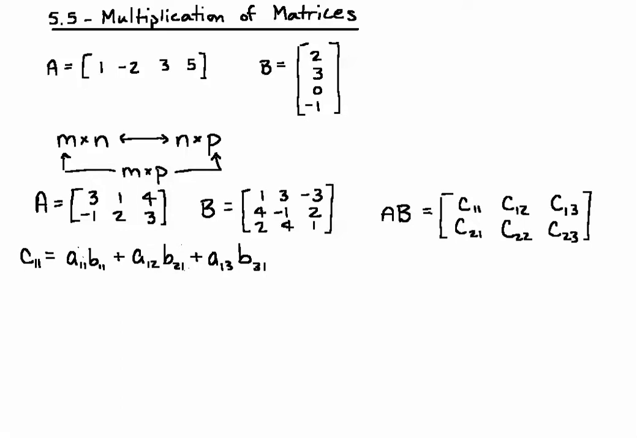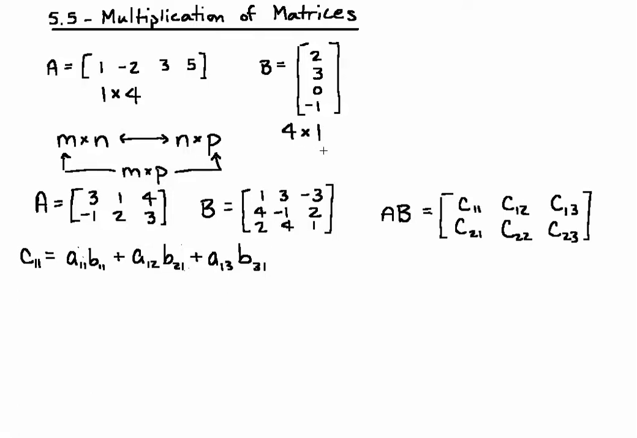Multiplication of matrices is a little more difficult than simply adding and subtracting. So let me first show you an example with two simple matrices. We've got matrix A, 1, negative 2, 3, and 5, and the matrix B with column 2, 3, 0, and 1. And so, of course, matrix A is a 1 by 4. Matrix B is a 4 by 1.